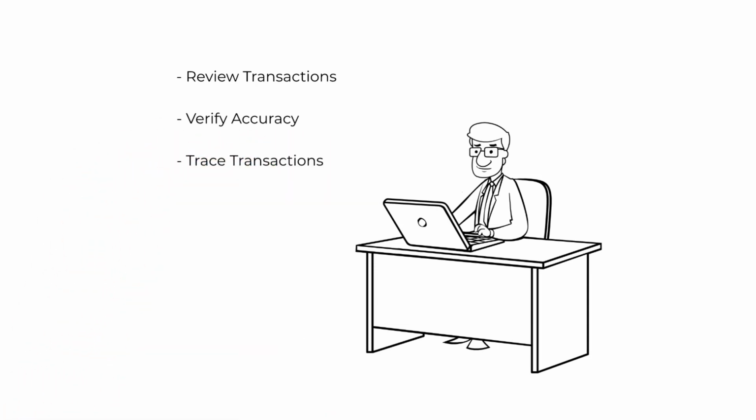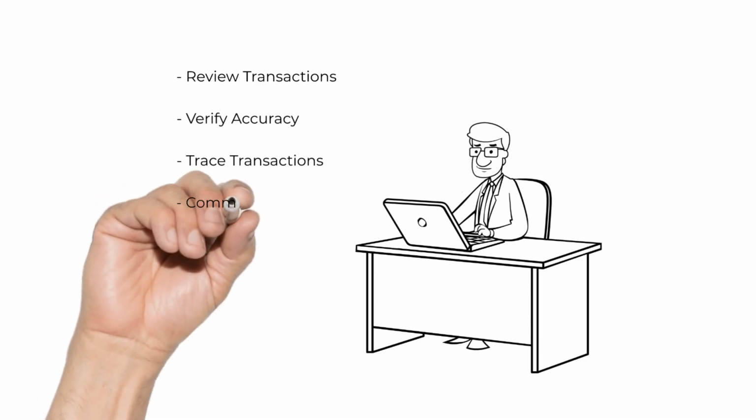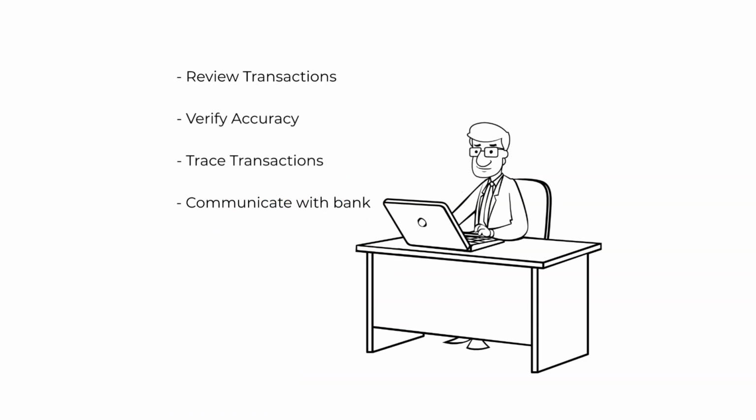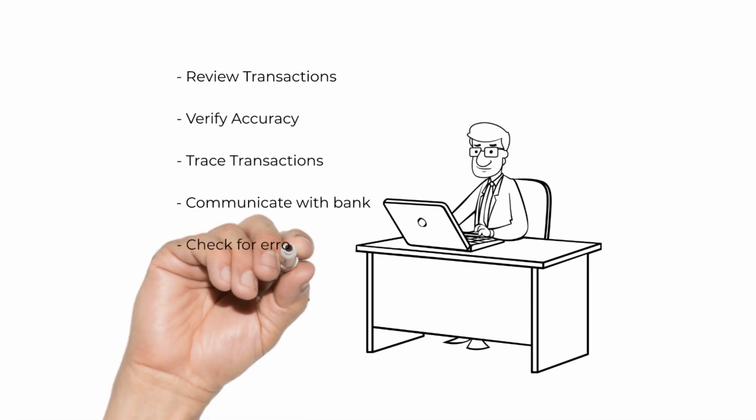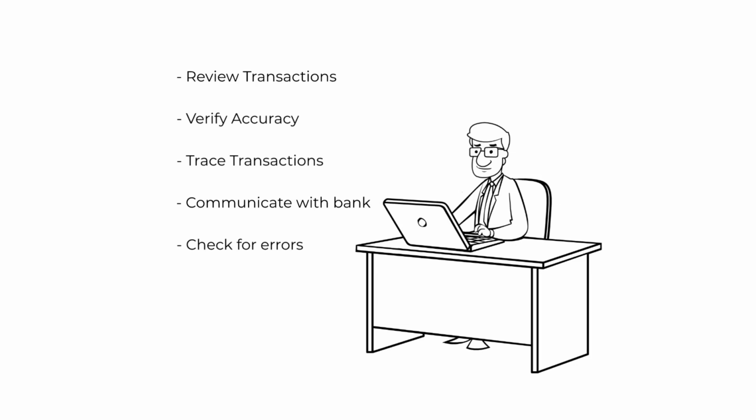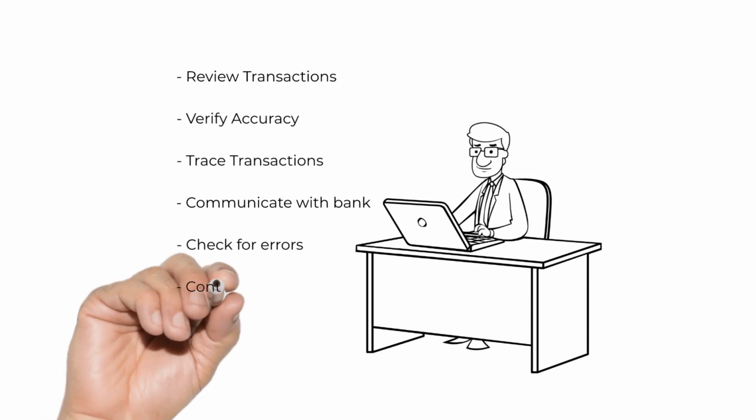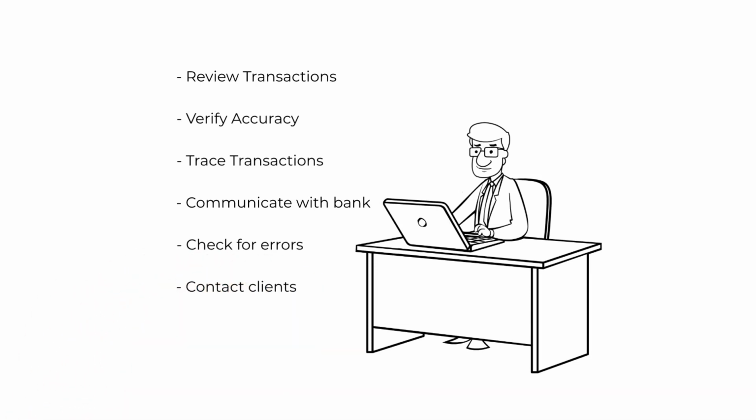Trace the path of each transaction, from the initial entry in the firm's records to the bank statement and the corresponding client ledger. If the discrepancy is related to the bank's records, contact the bank to resolve the issue and request clarification on any discrepancies. Review your firm's accounting practices to ensure there are no data entry errors or mistakes in recording transactions. If the discrepancy involves client funds, promptly notify the clients involved and explain the situation. Provide accurate and transparent information to maintain trust.